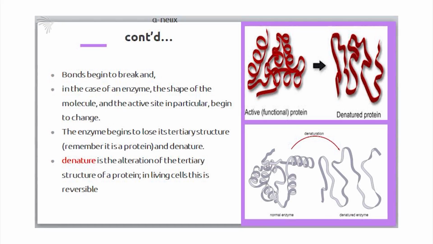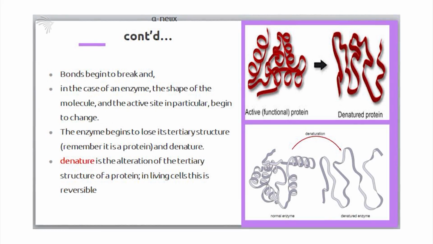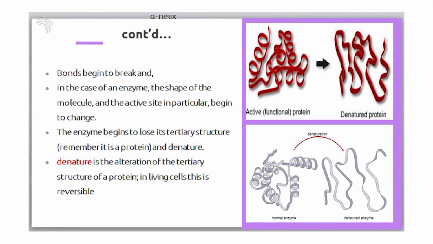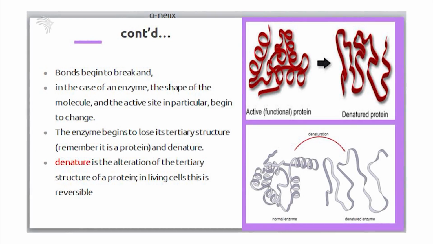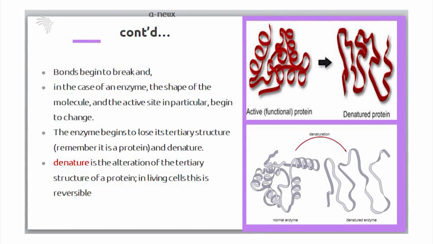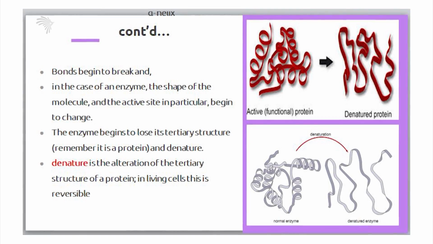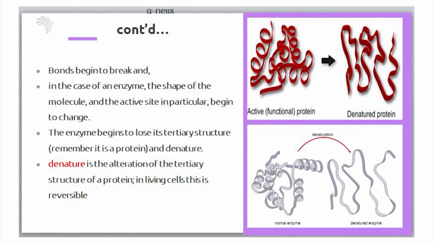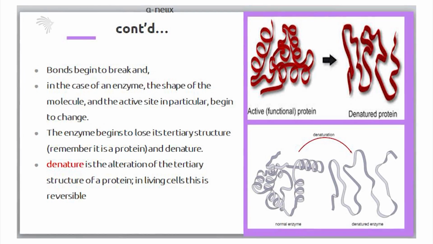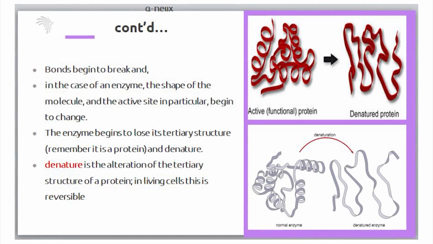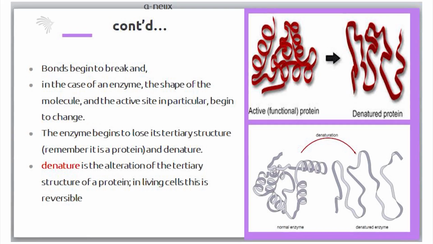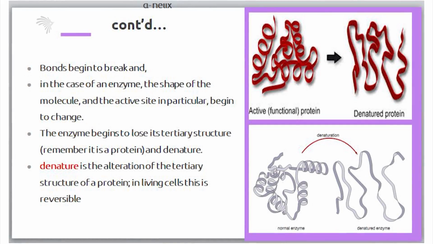As you can see here on the right side, the normal shape of the enzyme, finally with excessive heat, becomes denatured, losing its natural properties and shape, its conformation, so that it will never catalyze chemical processes. Denaturation is the alteration of the tertiary structure of a protein. In living cells, this is reversible, a return back again.